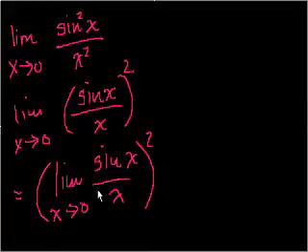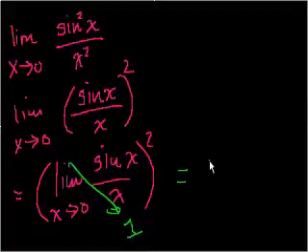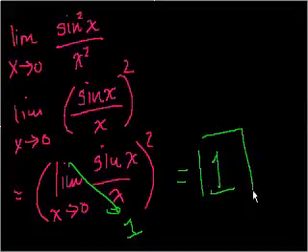And now we're back to what we proved in a previous video. What is the limit as x approaches 0 of sine of x over x? It's 1. So what's 1 squared? It is 1. There you go. And I've taken 13 minutes of your time. Hopefully you found it vaguely useful.